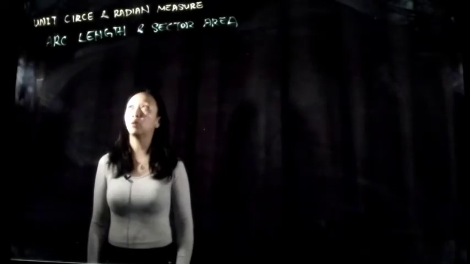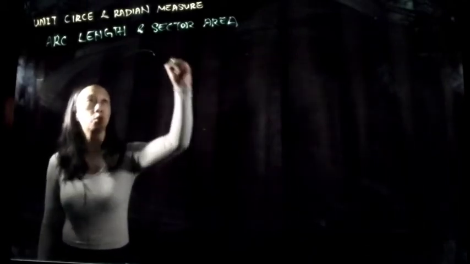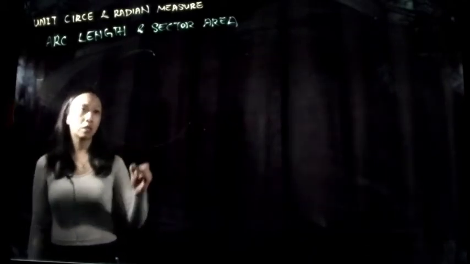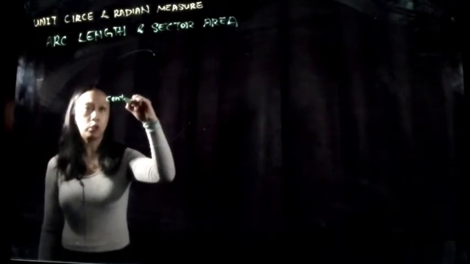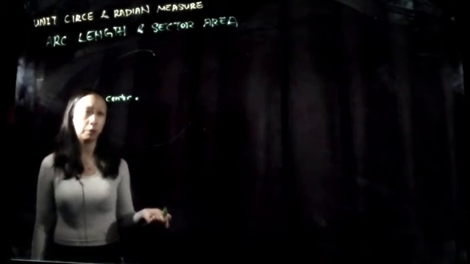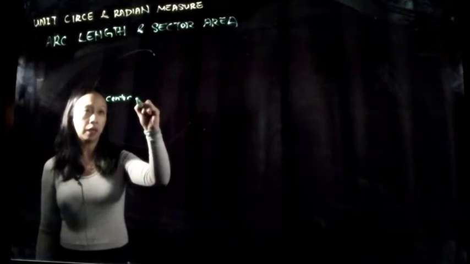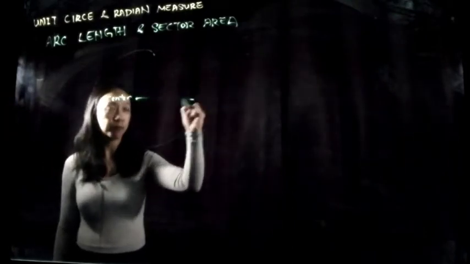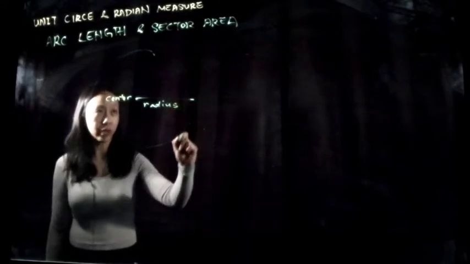Okay, the second part that we are learning is arc length and sector area. So this is related to one circle. The middle of the circle, we call this the center. You have to be very familiar with the terms used in here so that you are able to answer the questions. If I have a line that goes from the center to the side, we call this a radius.